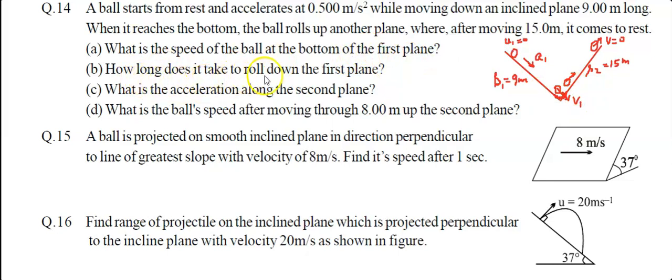How long does it take to roll down the first plane? So use the first equation, V is equal to U plus AT. A is known, U is known, T can be calculated. So the first equation.